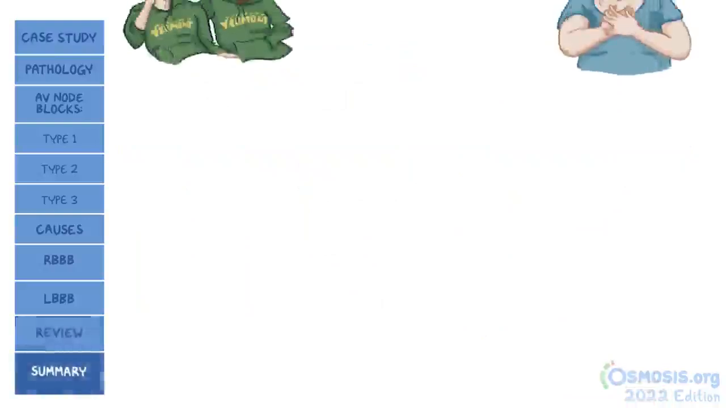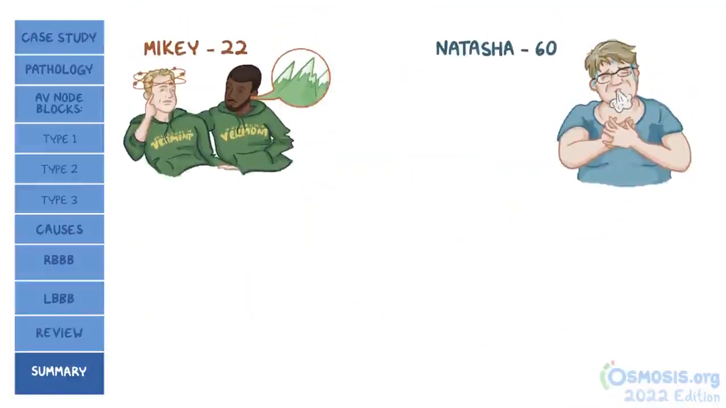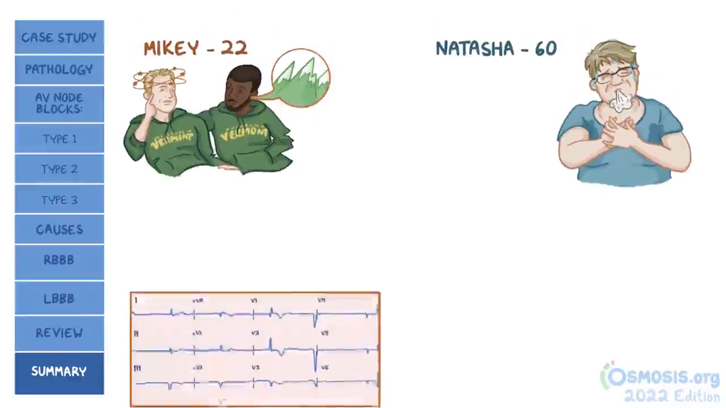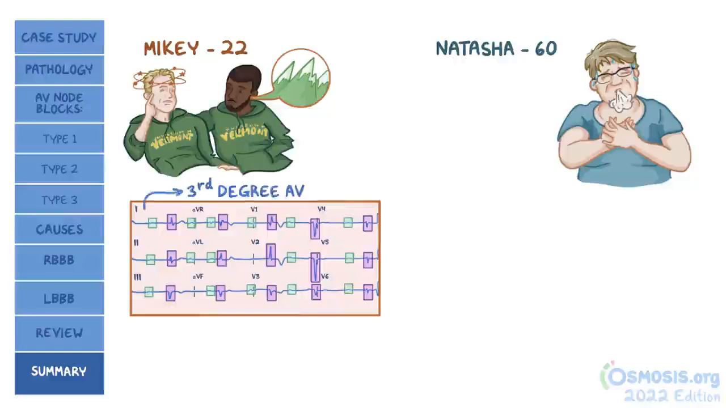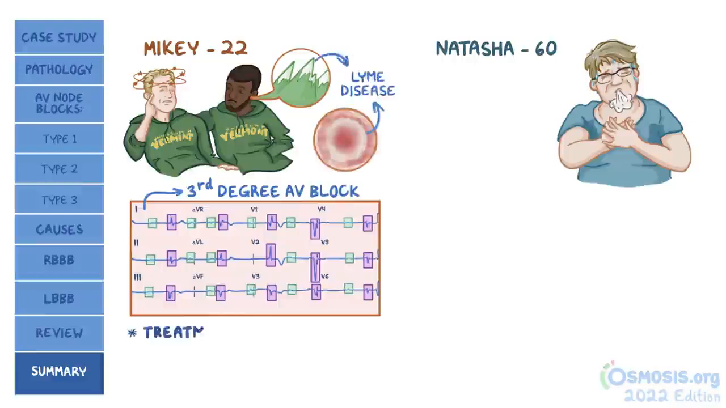Alright, back to our cases. Mikey is presenting with syncope, so let's take a look at his ECG. We see that there is no relationship between the P waves and the QRS complexes. Each one is appearing at their own rate. This indicates a third-degree AV block. Considering he recently went on a hiking trip in Vermont and he's got a bullseye rash, it's likely that the cause of his AV block is Lyme disease. Mikey was treated with intravenous antibiotics and is now off planning his next hike.